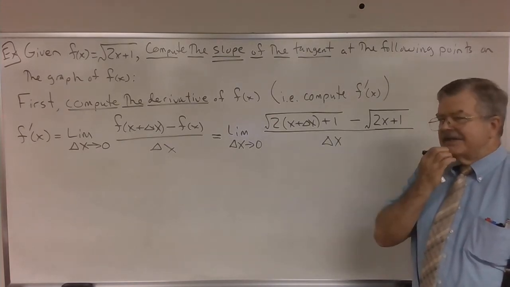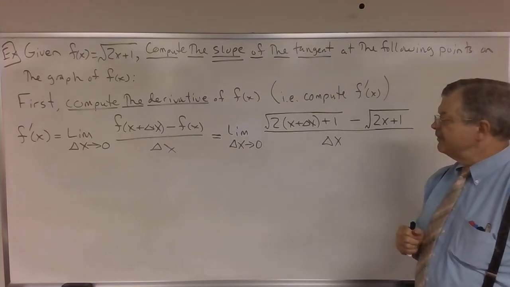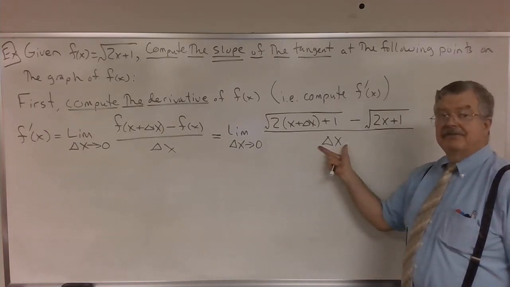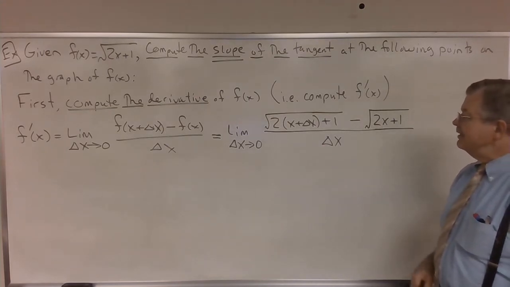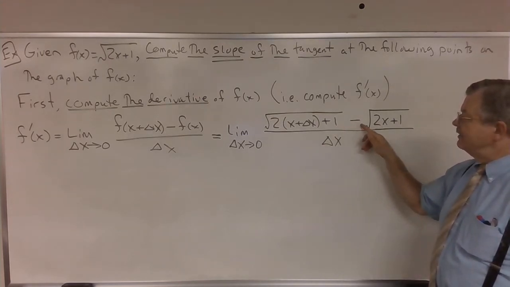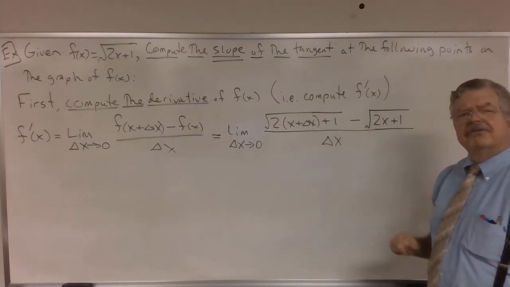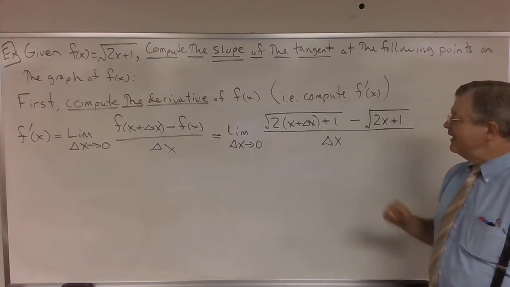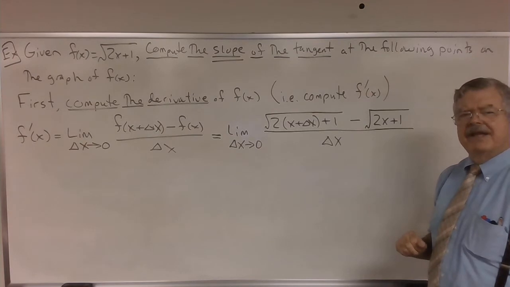And once we cancel out that common factor, then we can go back in and plug in 0 for delta x. And this is the factor that we want to cancel from top and bottom. The only problem is the factor of delta x in the numerator is hidden because of these radicals. We've got to get rid of the radicals before we can find that factor of delta x in the numerator and cancel.